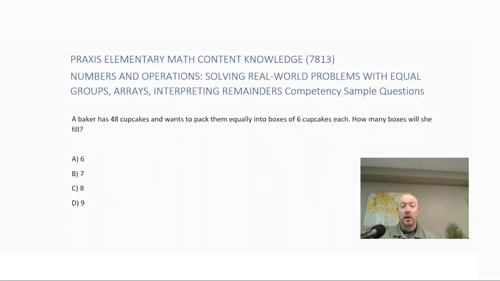A baker has 48 cupcakes and wants to pack them equally into boxes of 6 cupcakes each. How many boxes will she fill? Is it A, 6, B, 7, C, 8, or D, 9?